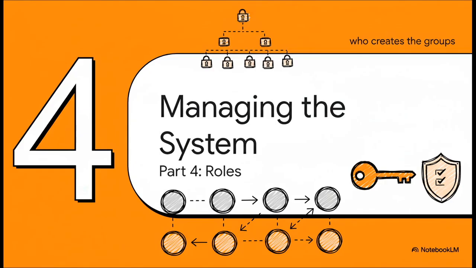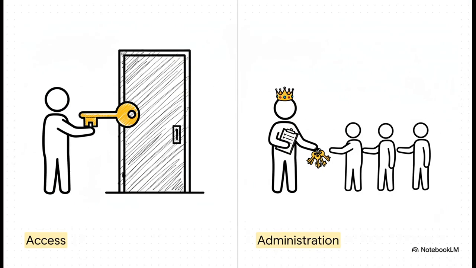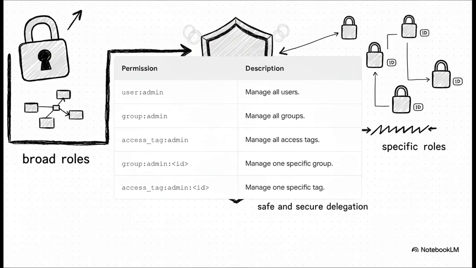Okay, that makes sense for accessing data. But wait a minute. Who gets to create the groups in the first place? Who manages these access tags? Well, that requires a completely different kind of permission. And this is a really critical distinction to make. Access tags are for using Vault, reading and writing data. That's like having the key to a specific room. But roles are for managing Vault, controlling the users, groups, and tags themselves. That's like being the building manager who gets to decide who gets which keys.